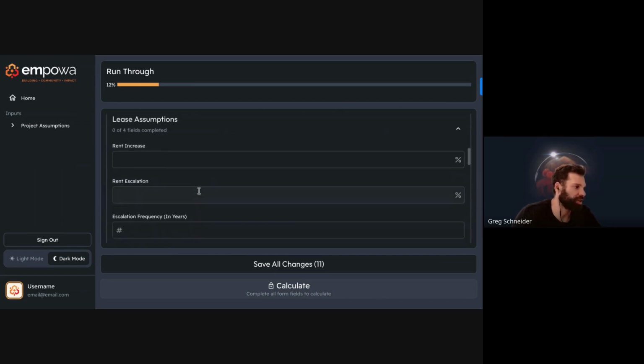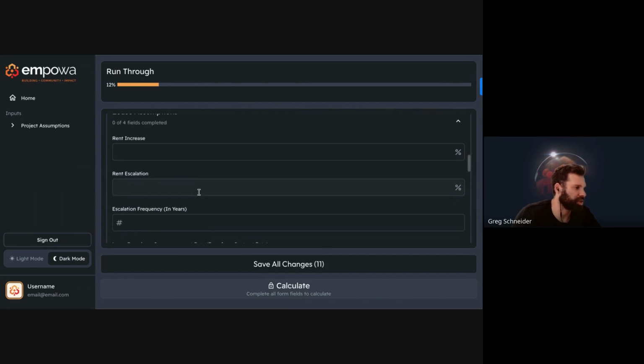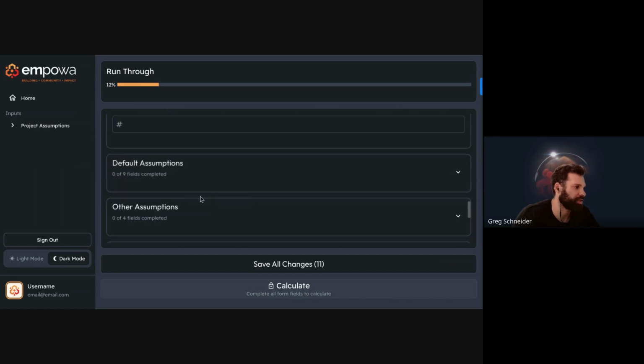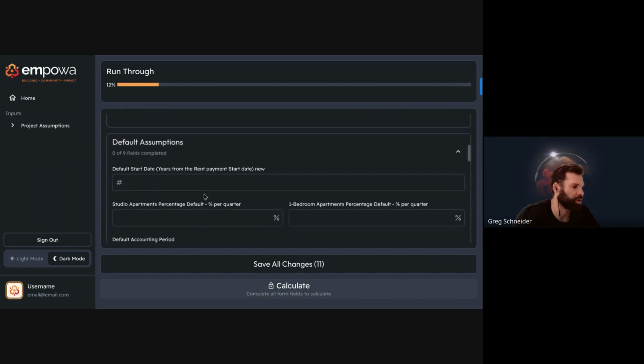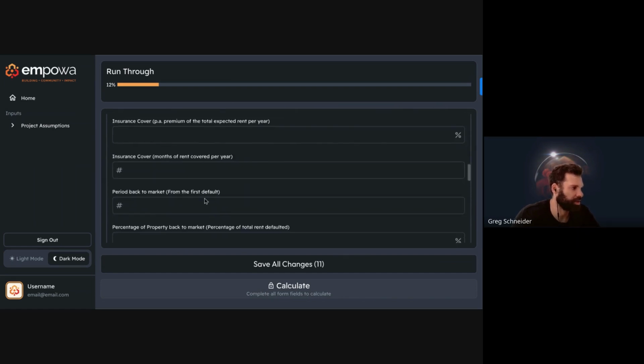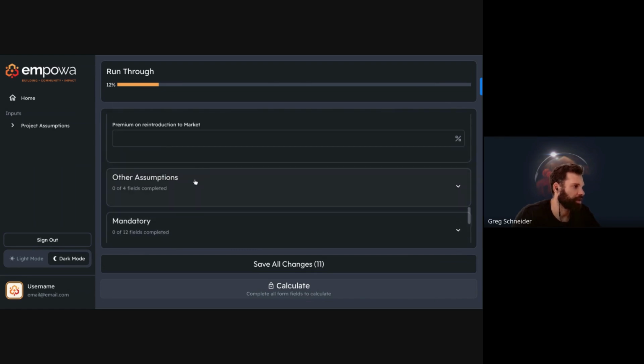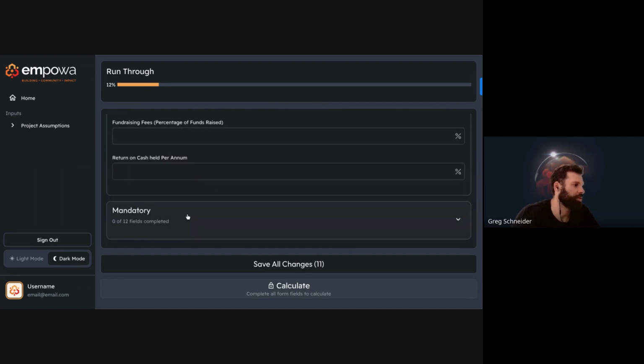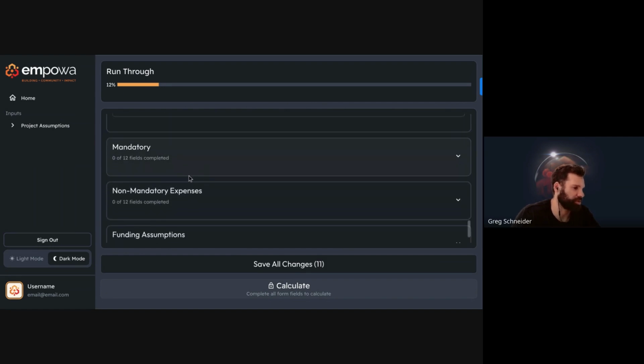You can go through lease assumptions. So what are the expected rental increases? How you expect this to escalate? When you expect to escalate them? What are your assumptions around default? Any other key assumptions that we know are important? Or some key mandatory fields, etc.